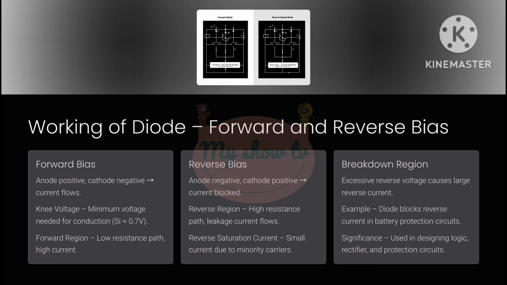In reverse bias, the battery polarity is reversed. This widens the depletion region, increasing resistance and blocking current flow. Only a very small leakage current flows due to minority carriers.